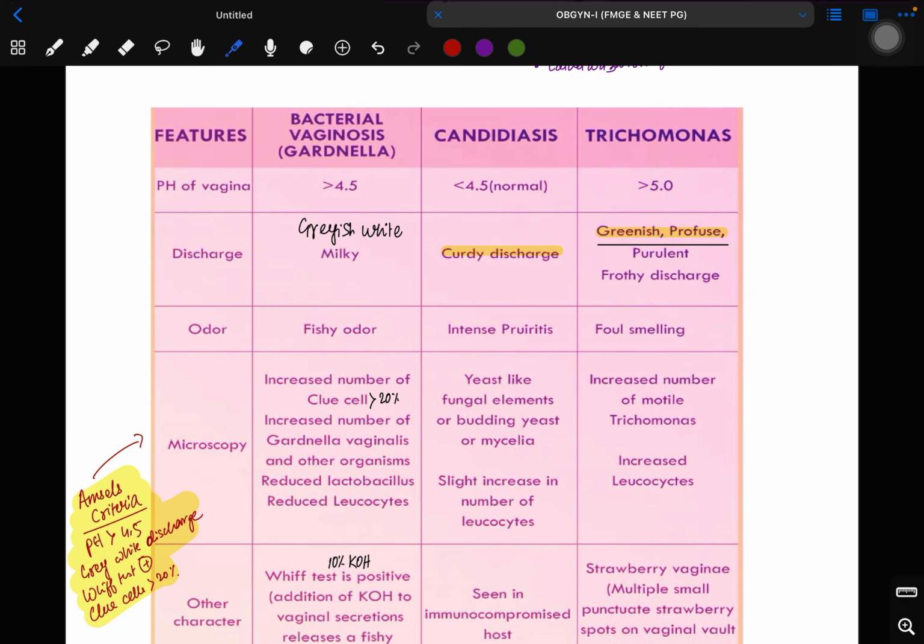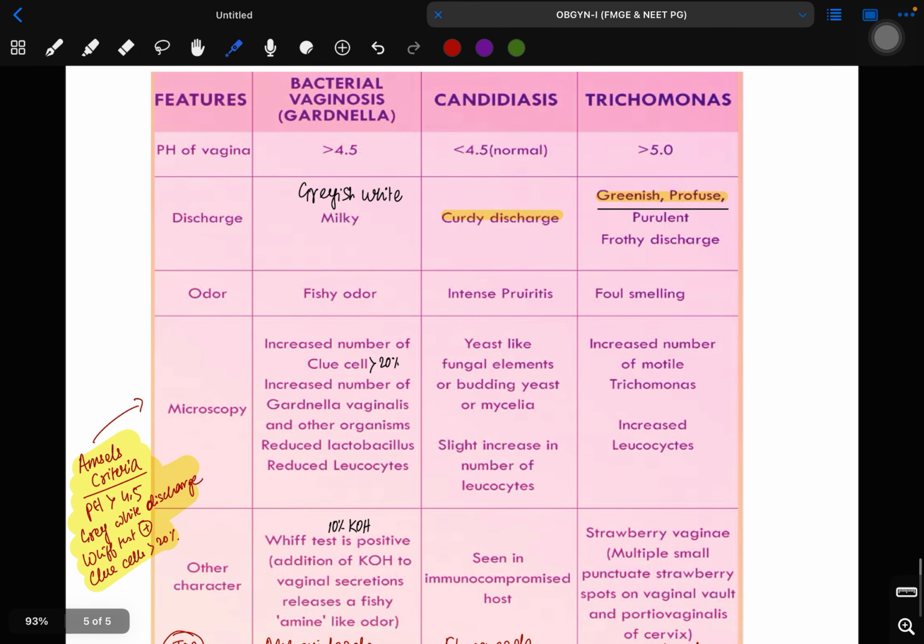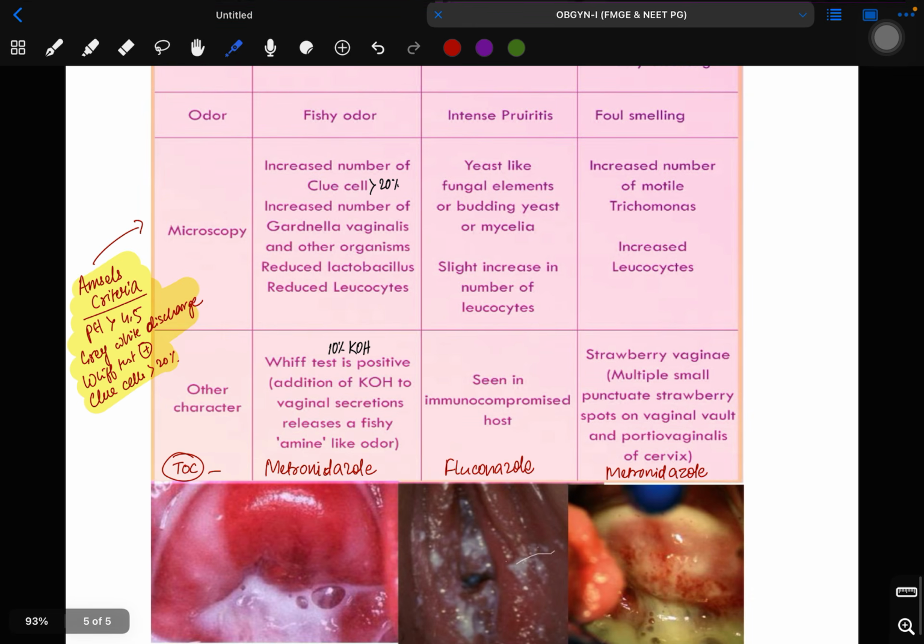On microscopy, we will find increased number of clue cells in bacterial vaginosis. Clue cells, there will be increased number of Gardnerella vaginalis and other organisms. There will be reduced lactobacillus and reduced leukocytes. In candidiasis, there will be yeast-like fungal elements of budding yeast or mycelia. There is slight increase in the number of leukocytes, and in trichomonas, there is increased number of motile trichomonas, increased leukocytes. So leukocyte number is increased in trichomonas, and in candidiasis there is slight increase, but it is reduced in bacterial vaginosis.